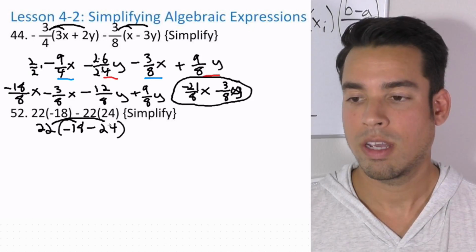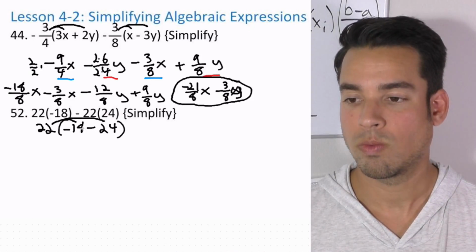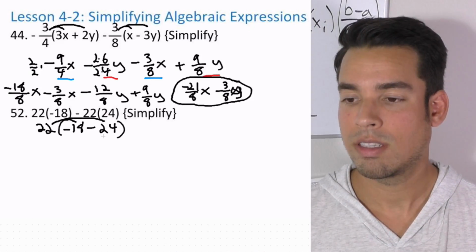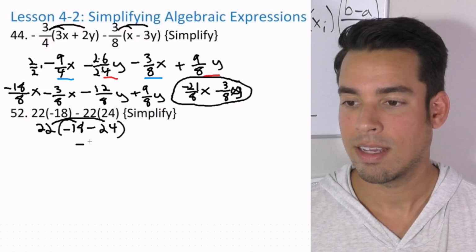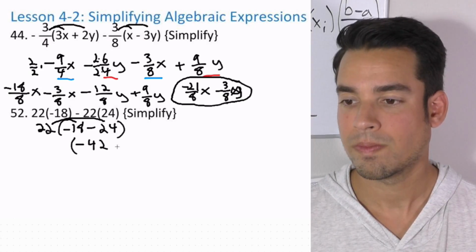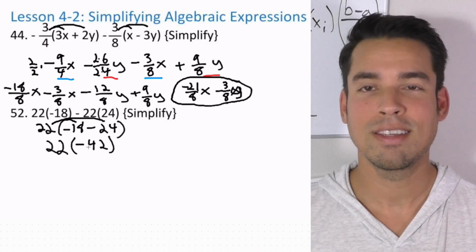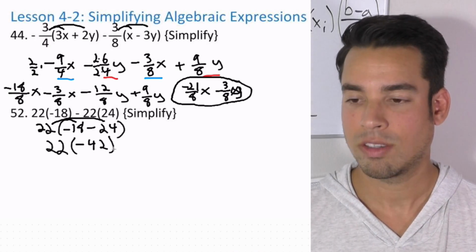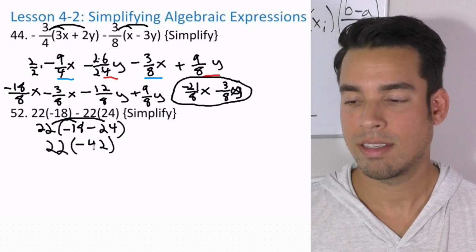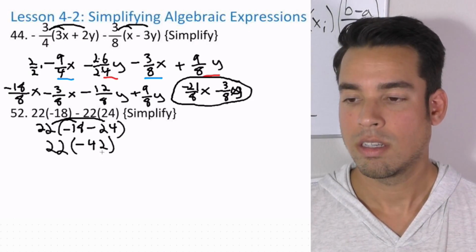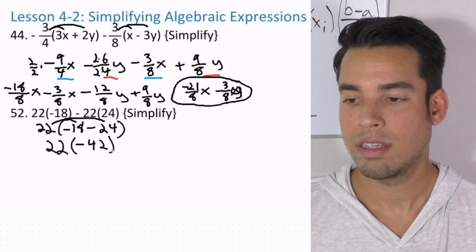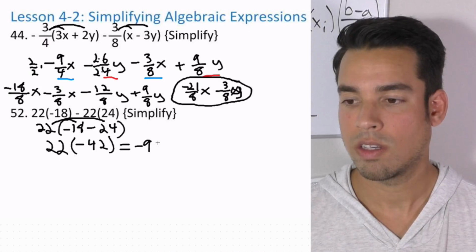We can first carry out this subtraction within the parentheses. What's negative 18 minus 24? That is negative 42 times 22. Now I'm going to try this mentally. You're welcome to write it out. Let me see if I can do it. So this becomes negative 840. Negative 840 plus 84. Negative 840, negative 922 equals negative 922.